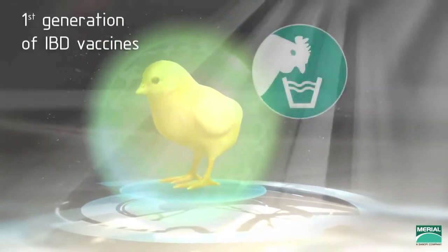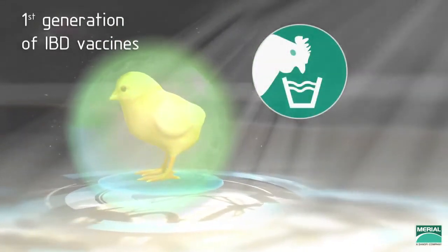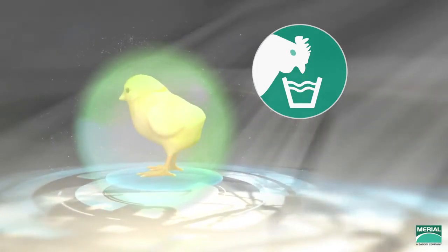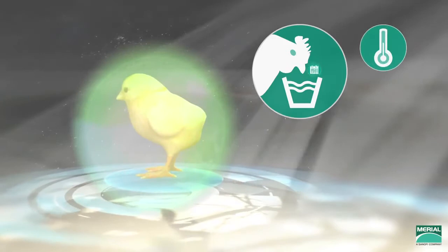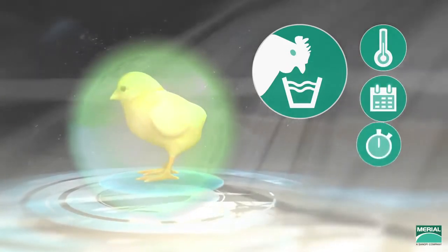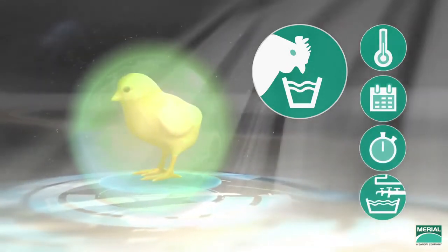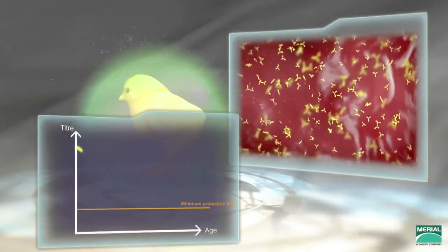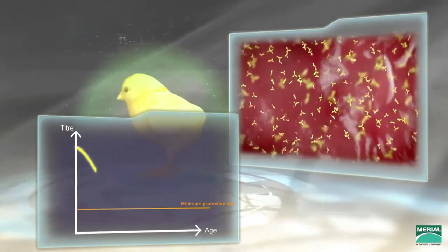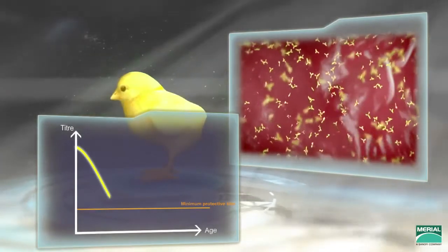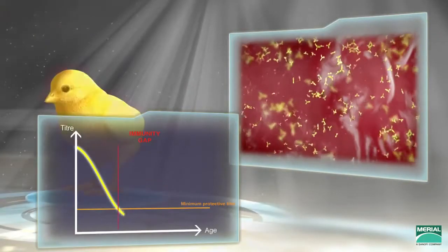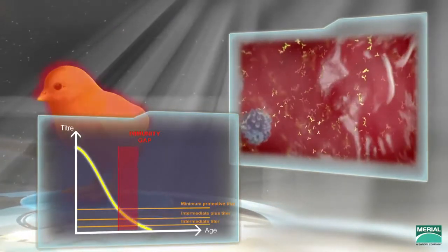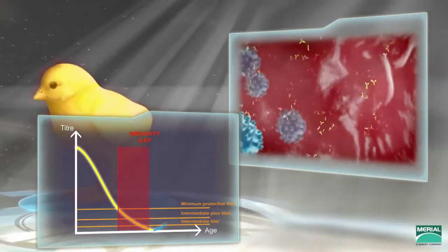First-generation IBD vaccines are administered via drinking water on the farm. There are many reasons for vaccine failures, including not respecting the cold chain, time of vaccination, duration of vaccine take, and water quality. IBD vaccines have to be administered when the level of maternal antibodies allows their replication, which is below the protective threshold and higher for the intermediate plus than for the intermediate IBD vaccine.